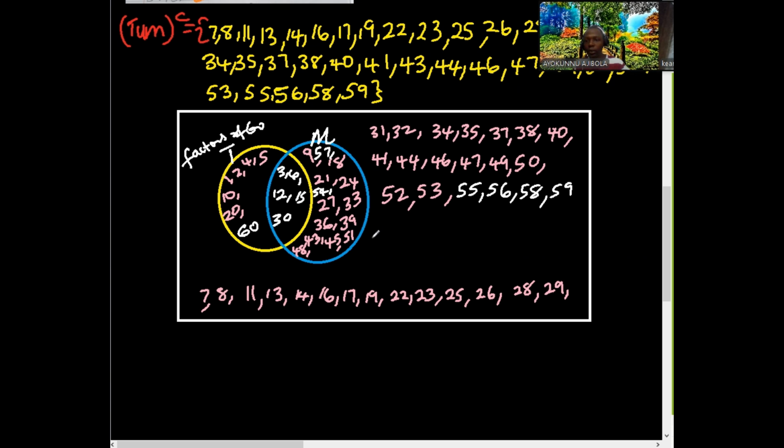While the second one, these are what? Multiples of what? 3. While all other ones that are in the rectangle, they do not belong to any of the group, they are the complement. Is that clear? Are you sure this is clear to you? Let me just look at it.